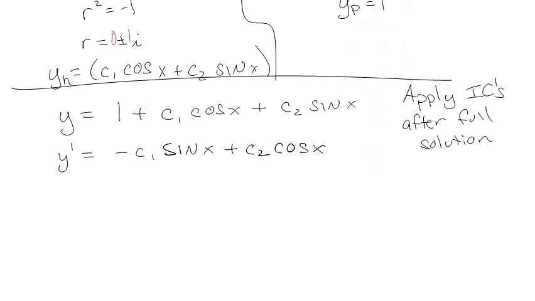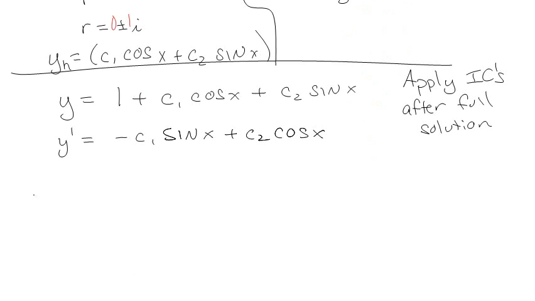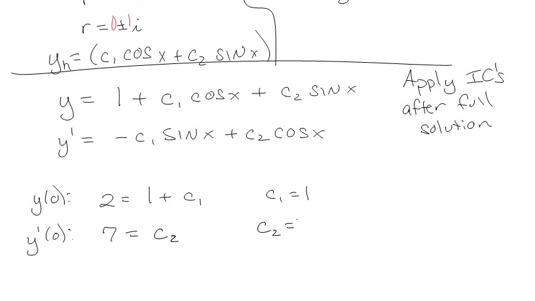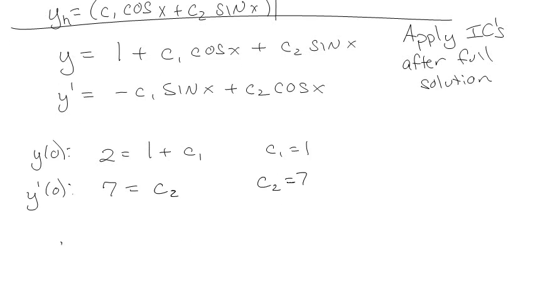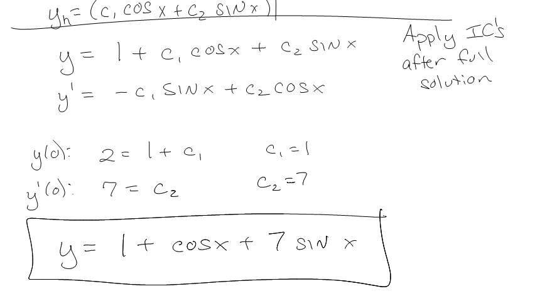And my initial condition said that y at 0 was equal to 2. So that's 1 plus C1 times cosine of 0, which is 1, plus C2 times sine of 0, which is 0. So C1 is equal to 1. And y prime at 0 was equal to 7. So that's minus C1 times sine of 0, which is 0, plus C2 times cosine of 0. So 7 is C2. So my full solution is y is equal to 1 plus cosine x plus 7 sine x. Okay? Great.